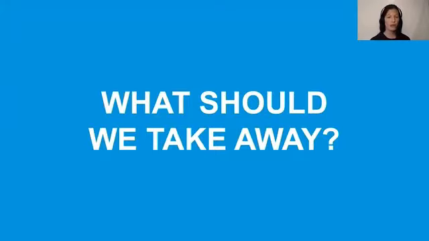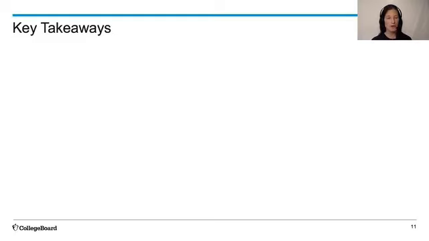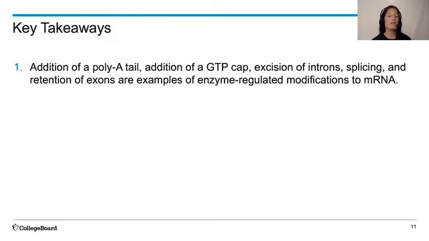So key takeaways: what do I hope you learned from your time spent with me today? I hope that you have learned that the addition of a poly A tail, a GTP cap, excision of introns, splicing, and then retention of exons are all examples of enzyme-regulated modifications that happen to mRNA.